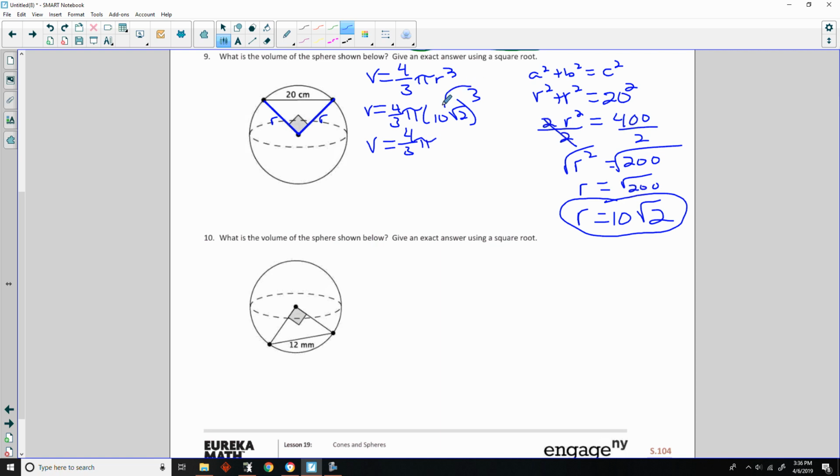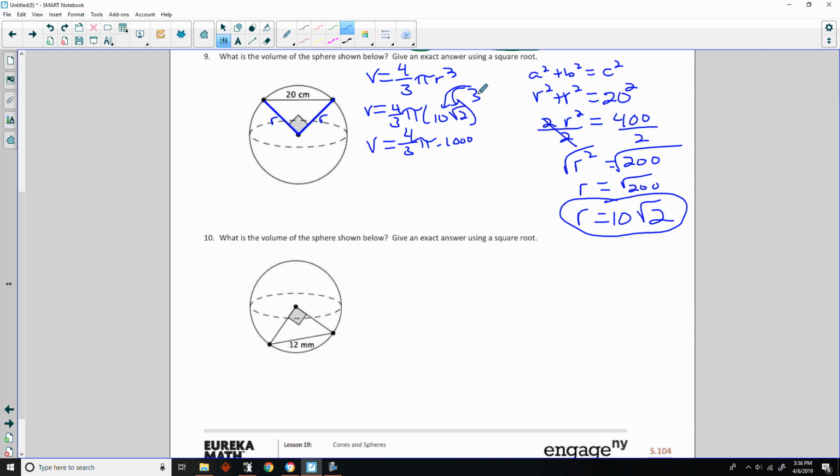So remember, this gets distributed to both components in here. Let me do that again. 10 times 10 is 100. 100 times 10 is 1,000. So 10 cubed is 1,000.